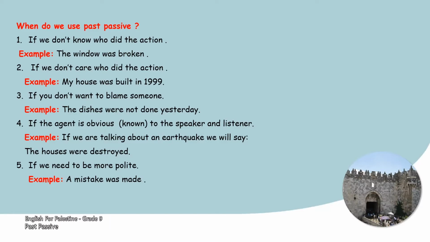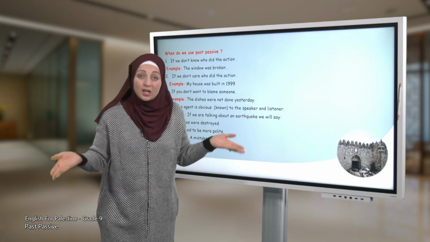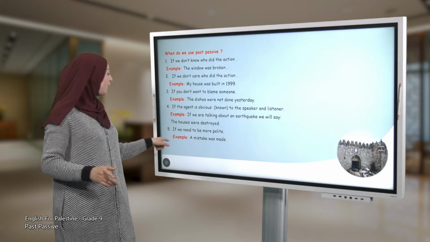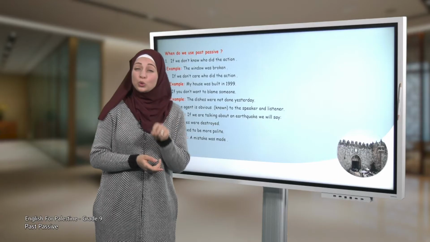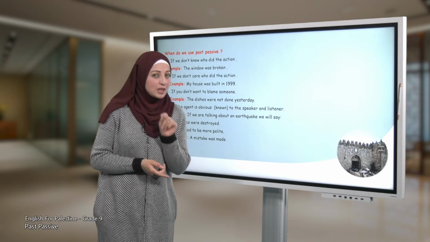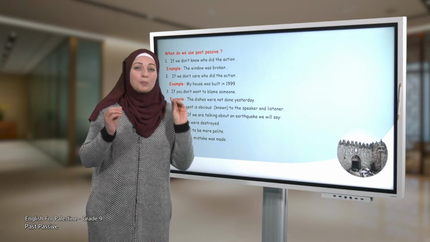Number 4, if the agent is obvious to the listener and the speaker. For example, if we are talking together about an earthquake, we will say the houses were destroyed, and we will all know that it was destroyed by the earthquake. Okay? Number 5, if we need to be more polite with people. For example, a mistake was made. So you are trying to draw their attention to the fact that someone made a mistake, but you want to be polite.